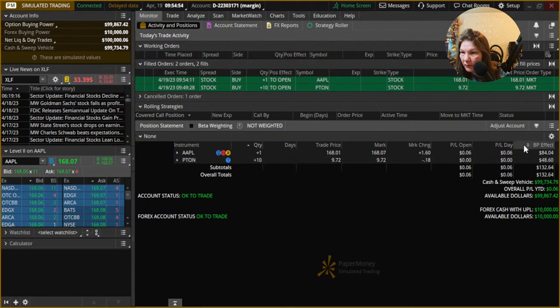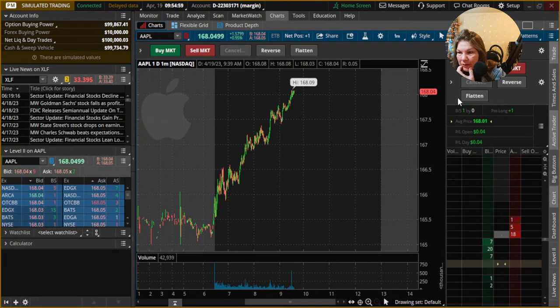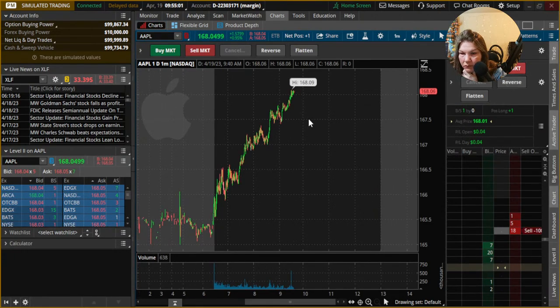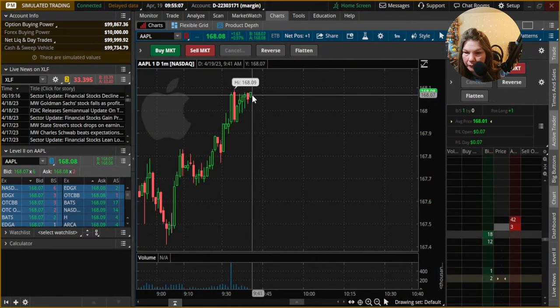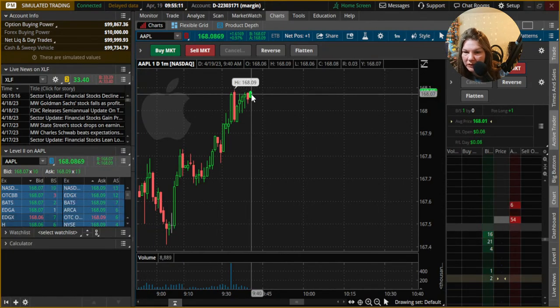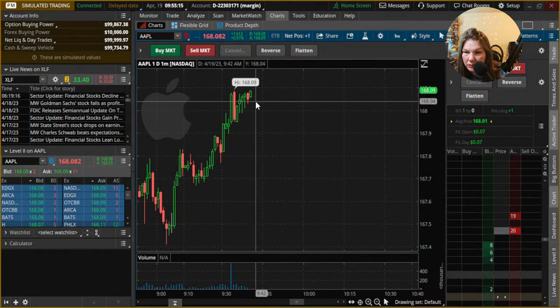Then go back over to charts. Here's our Apple one. Let us put in a sell. We only have one share. Let me see how close it is. You've got to zoom in. Okay, it's like 168.